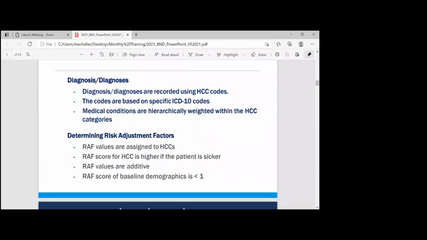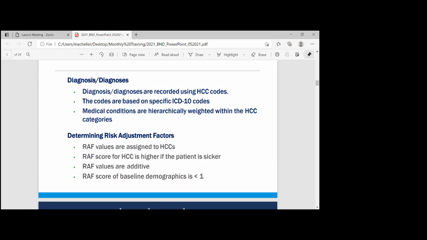Diagnoses. So the diagnoses are recorded using the HCC code. So we talked about HCC diagnosis code being mapped to an HCC code. The codes are based on specific ICD-10s. Medical conditions are in a hierarchy and they're weighted. So in the HCC code model or table, all of the diagnoses codes that are mapped to an HCC, there's a hierarchy or a weight that determines the amount or the payment that's associated with a particular diagnosis.